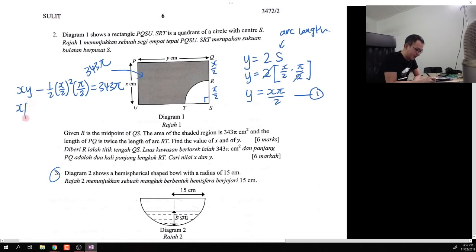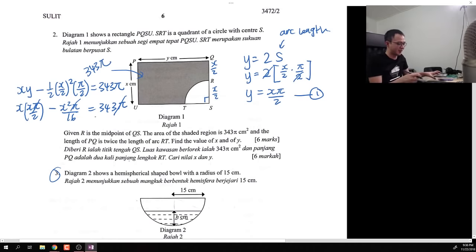So you will see this is something like X pi over 2 minus, okay, this one will be X pi, bottom will be 4. 4 times 4 is 16. So it will be X squared pi over 16 equals 343 pi. I will solve this equation. I divide pi for every single one. Alright, so I have X squared over 2 minus X squared over 16.